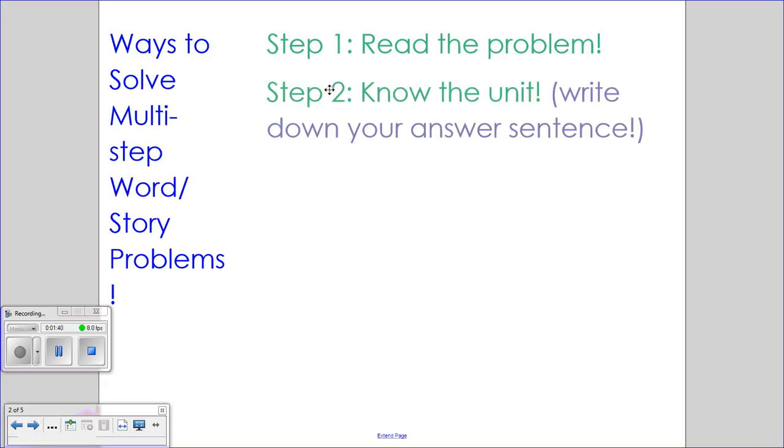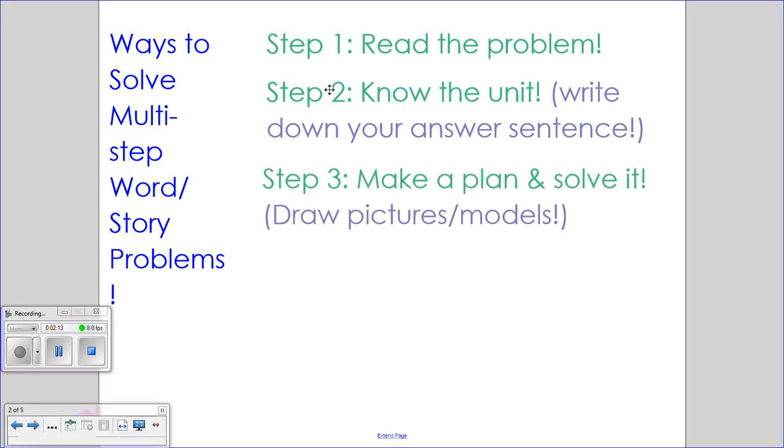Step 2, know the unit. So many of you on your homework gave me a naked number. I had no unit. I had no idea what we were counting, no idea what we were trying to find. It's good practice to write it in a sentence. So they ask you a question, flip that question into an answer sentence. All of these steps are going to look real familiar.